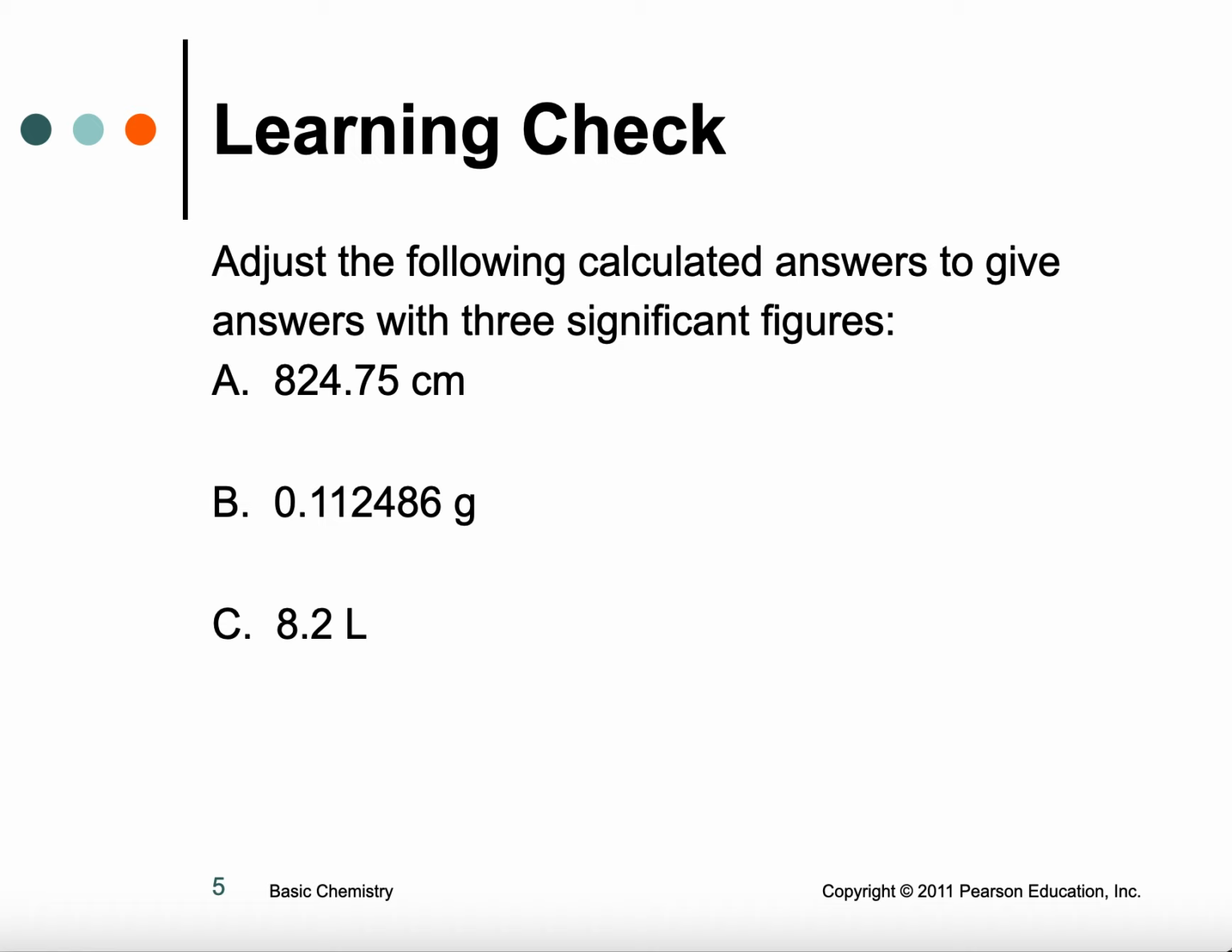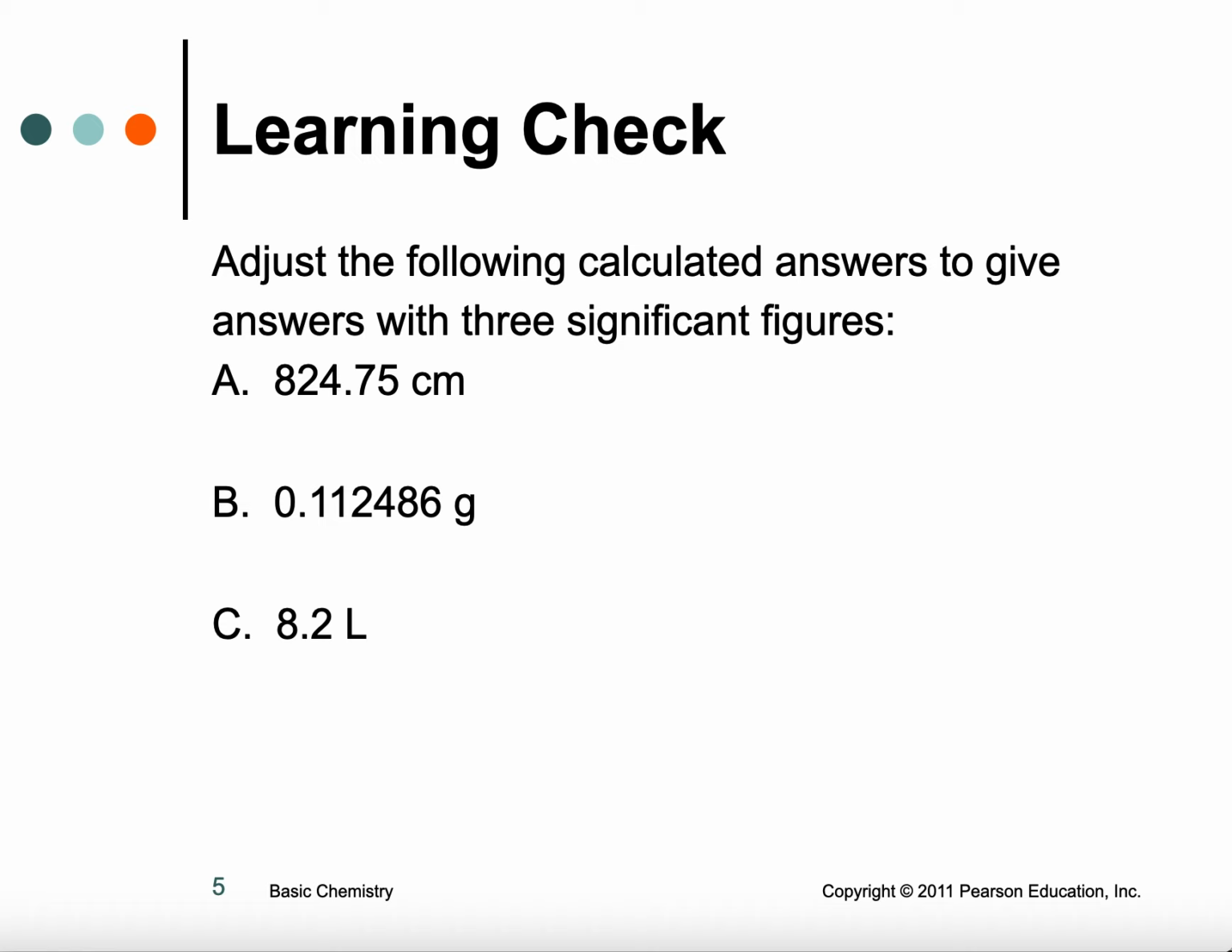Okay, what about the next one? I want 3 significant digits. So the 0 is not significant since it's leading. The 1 and the 1 and the 2 are. Now look at the next one. That's a 4, so leave it at 2. So your expressed answer would be 0.112.